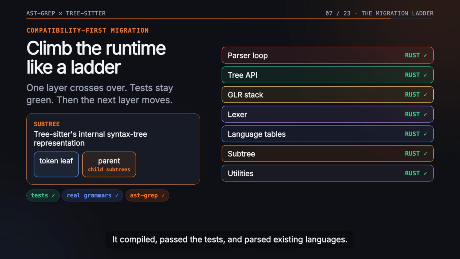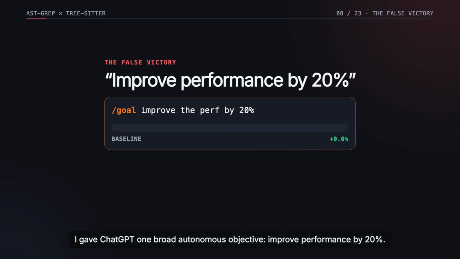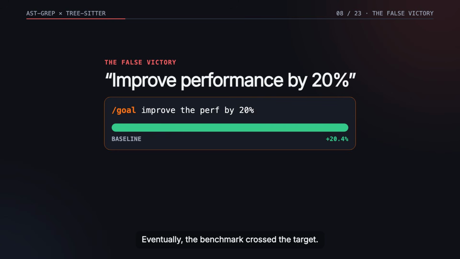It compiled, passed the tests, and parsed existing languages. Naturally, I immediately asked for more. I gave ChatGPT one broad autonomous objective: improve performance by 20%. The run continued for several days and nights. It profiled, implemented, measured, and kept going. Eventually, the benchmark crossed the target.